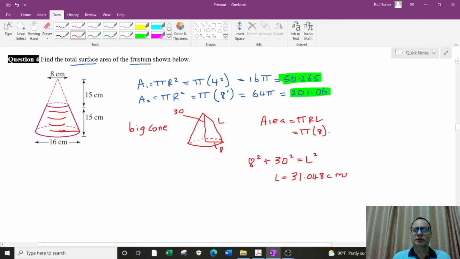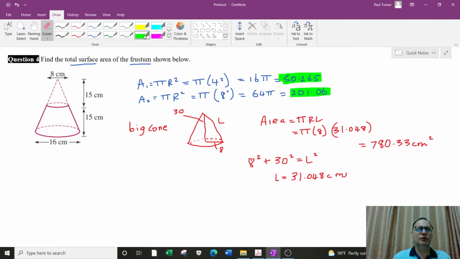Okay, so that number goes back here, 31.048. So what would be that total curved area then? 780.33 cm squared. So that's the complete lateral area, including the bit which has been cut off. Okay, so clean up again, and we'll highlight that area. So that includes the part which has been removed, top cone.